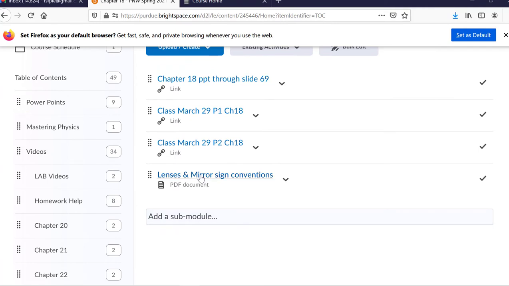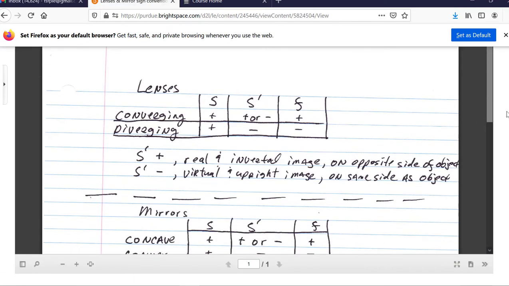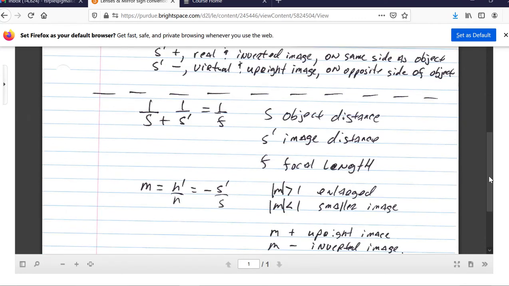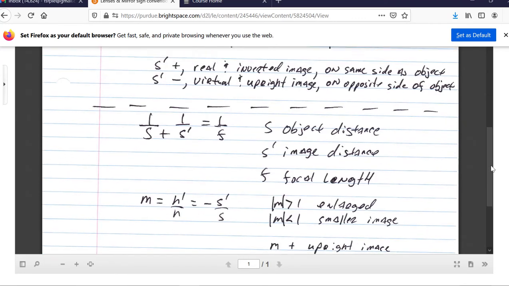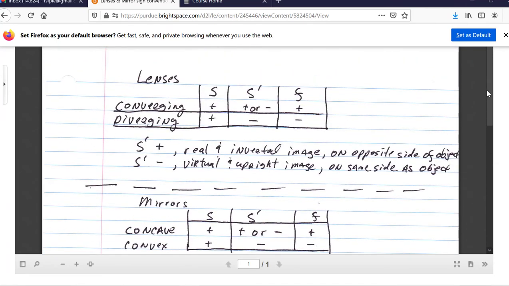But there's this lens and mirror sign conventions PDF. You can't print this out and bring it with you, but you could make your own little table, maybe similar to this. Or if you want to write down this exact same thing, you can do that. But just don't make a photocopy of it. Make your own, or use mine as a guide.